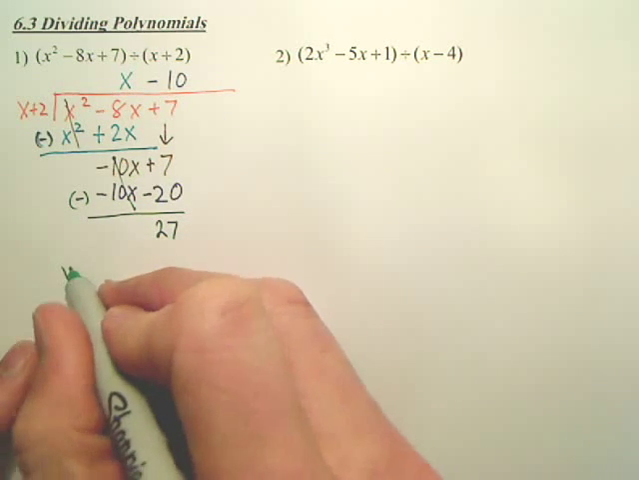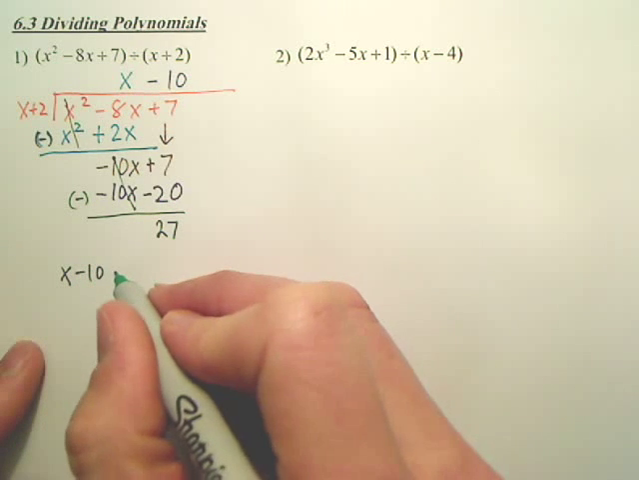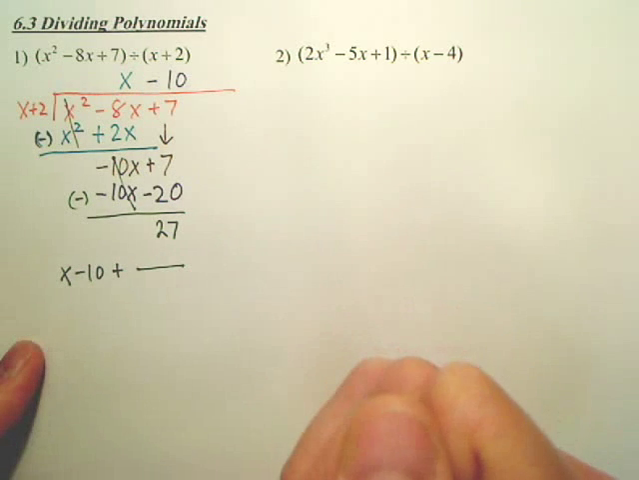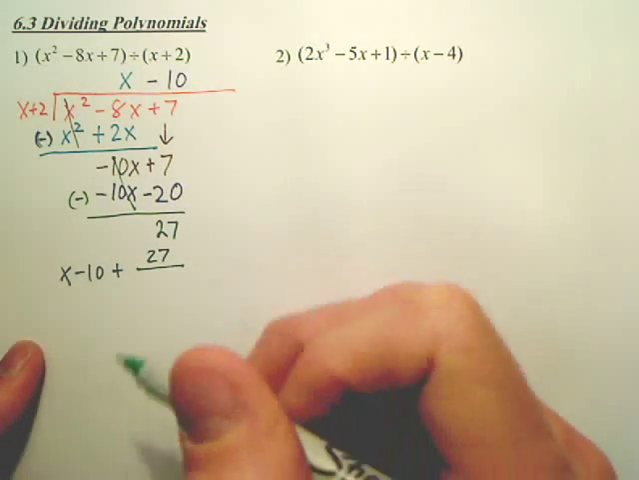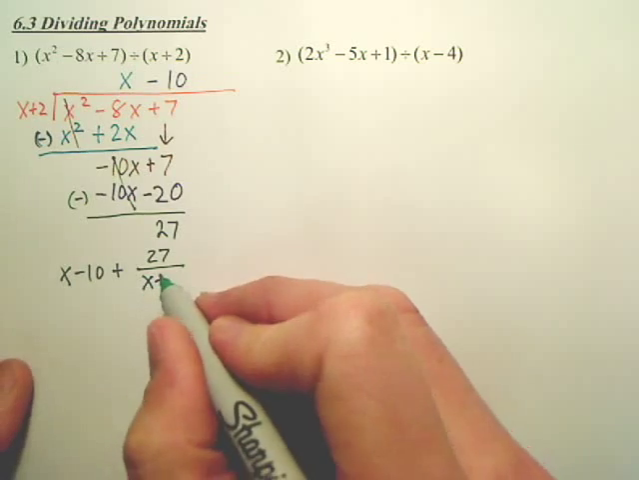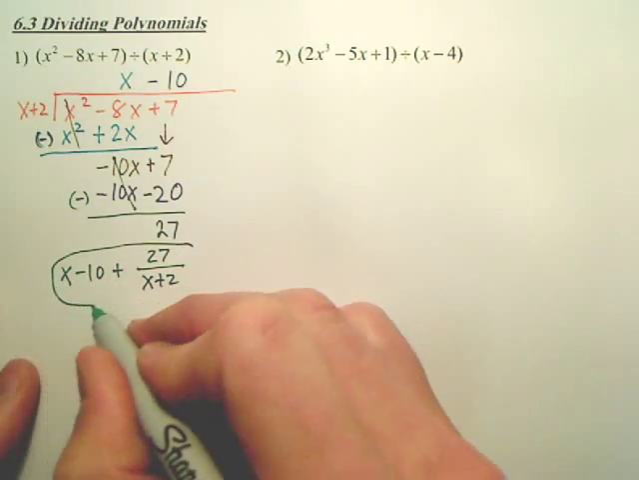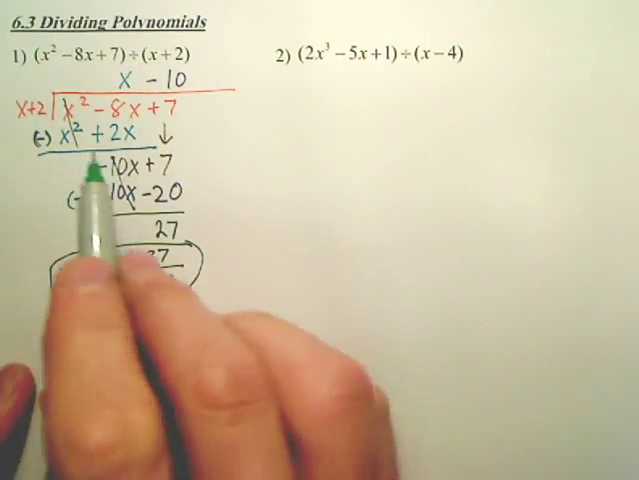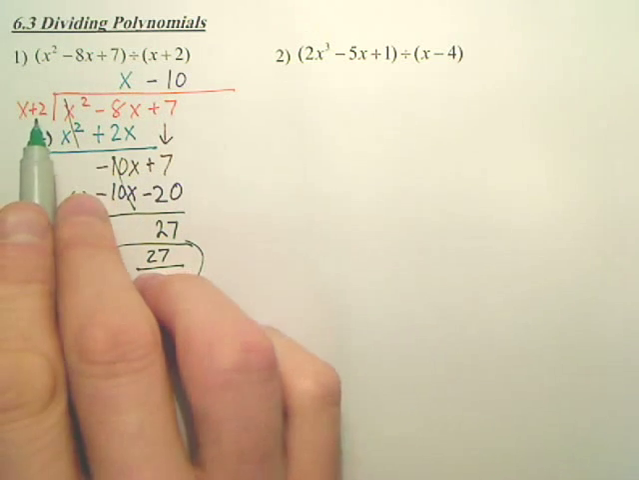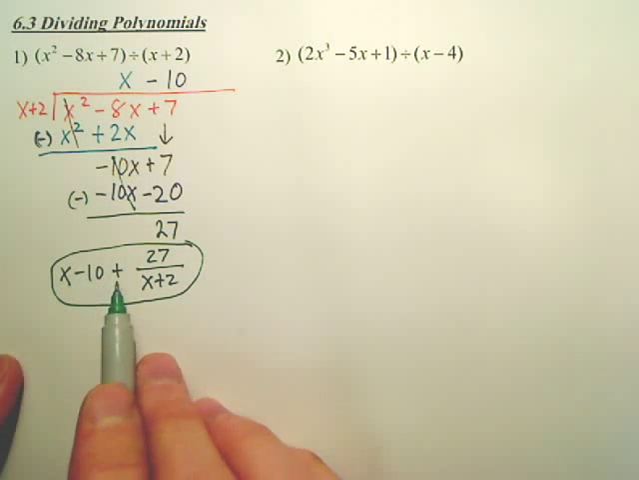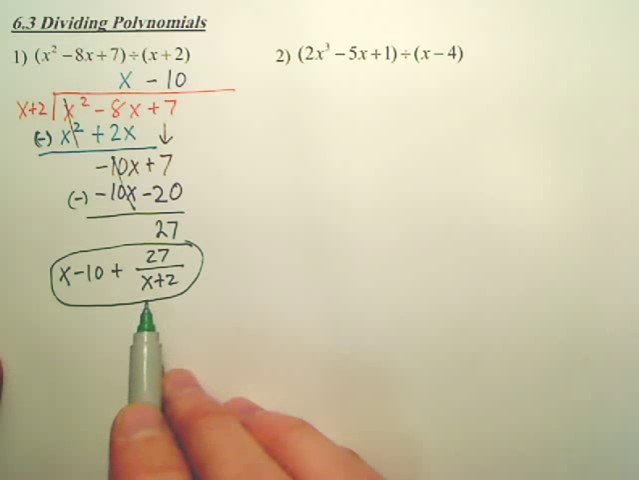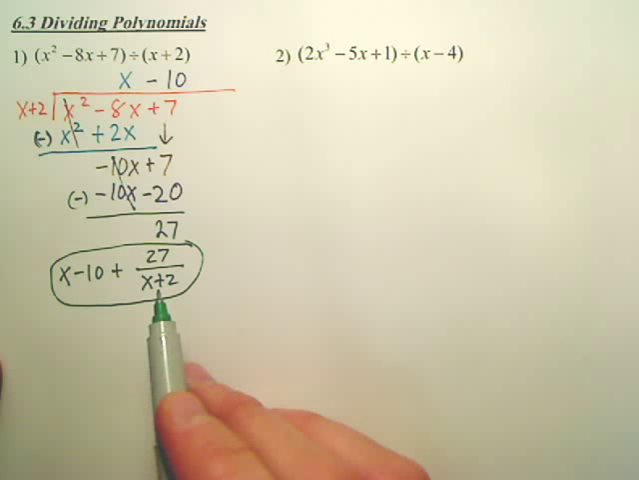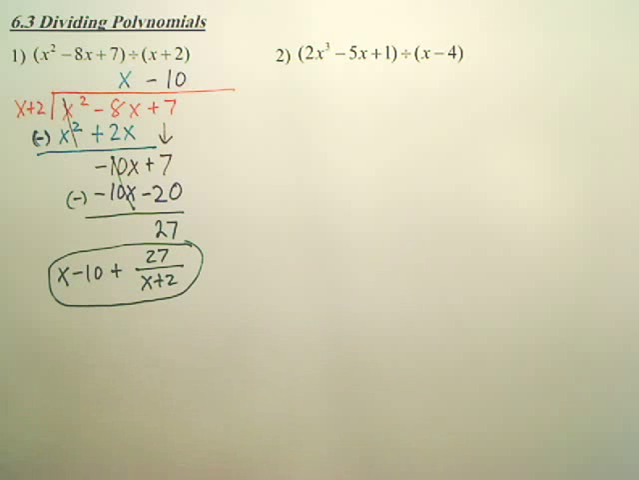Here's your answer. X minus 10 plus, what's your remainder? 27. What's your divisor? That is the answer. When you take this and divide by x plus 2, you're left with x minus 10 plus 27 over x plus 2. It's called long division of polynomials. Just like regular division, you're just getting used to it in a different genre.